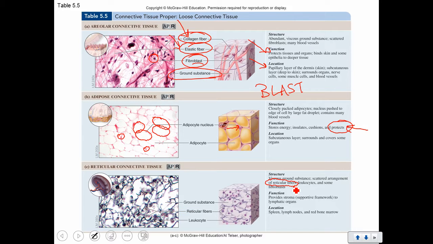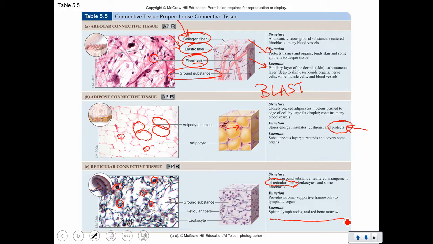This kind of looks like cracks on a sidewalk. So if you see the appearance of cracks with little almost fluffy dots in it, not really well defined circles, it's probably a reticular connective tissue. This is going to basically be a supportive framework for your lymphatic organs. So it's basically holding the lymph nodes and the lymphatic structures in place. You're going to see it in the spleen, lymph nodes, and the bone marrow.